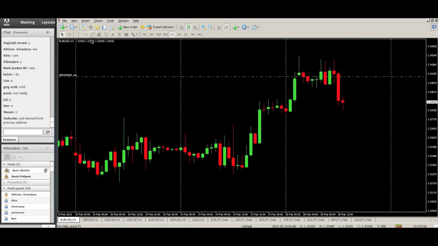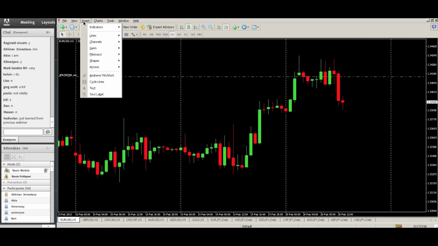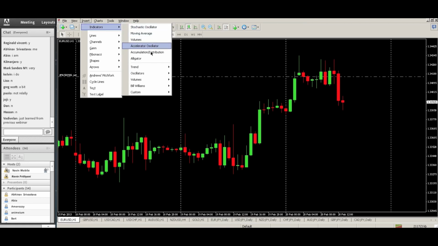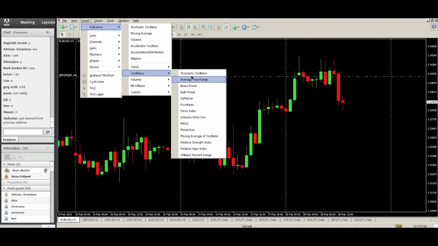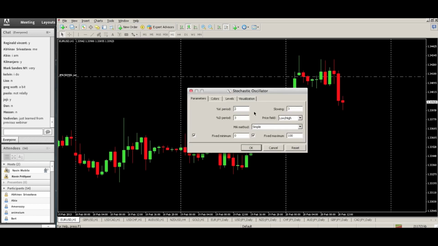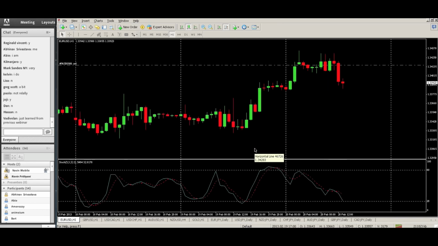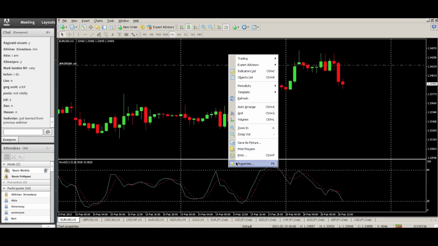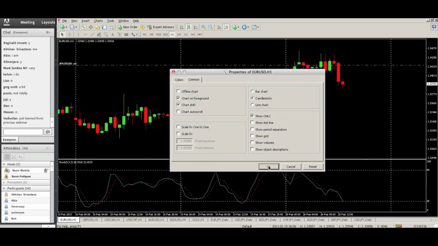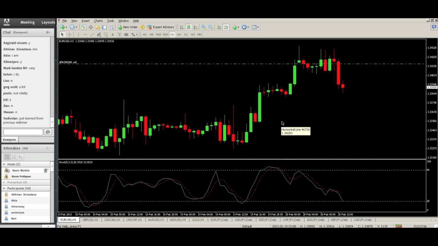For divergence, I like to use an indicator called stochastics. I'm going to go to Insert, Indicator, go down to Oscillators, and it's in your list here called Stochastic Oscillator. I click on that. I use standard settings, which is 5-3-3. I click OK. And this is how it looks on my screen. Now, let me remove these period separators so the charts are even more clean. Okay, perfectly clean. You guys see just the charts and the indicator now, right?